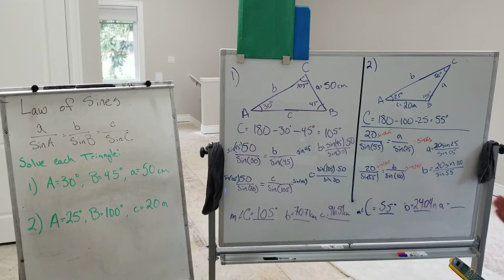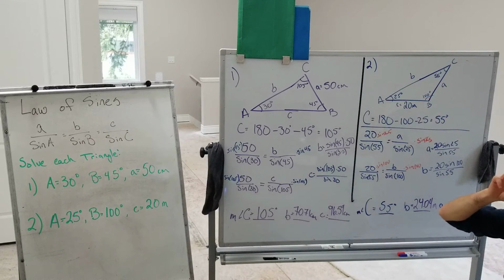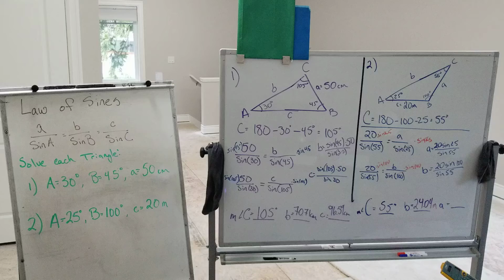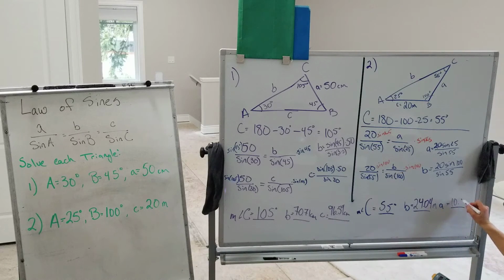And then side A should be smaller than 20 because it's opposite the 25 degree angle. So I'm going to go 20 sine of 25 divided by sine of 55. That'll give me side A, which is 10.318, which I'm going to round to 10.32 meters. And that's that.